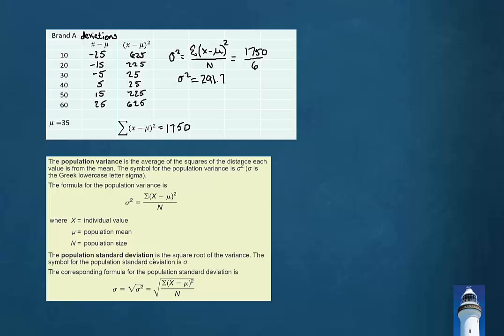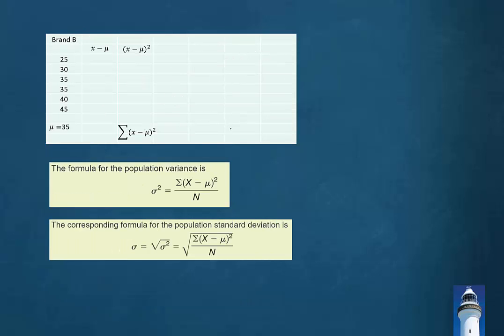The population standard deviation is the square root of the variance. The symbol for the population standard deviation is sigma. So we will take this value that we found for the variance and find the square root, and that is what we will call the standard deviation. So the standard deviation will be the square root of the variance. When we take the square root of the variance, we find the standard deviation to be 17.1.